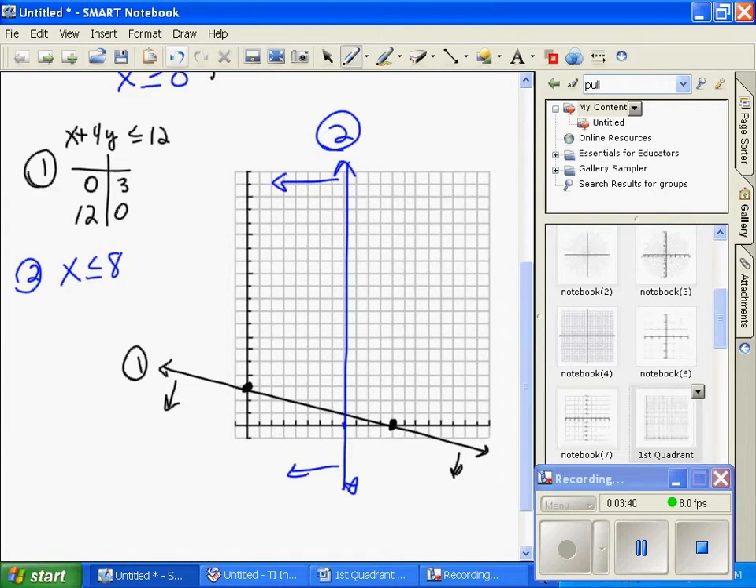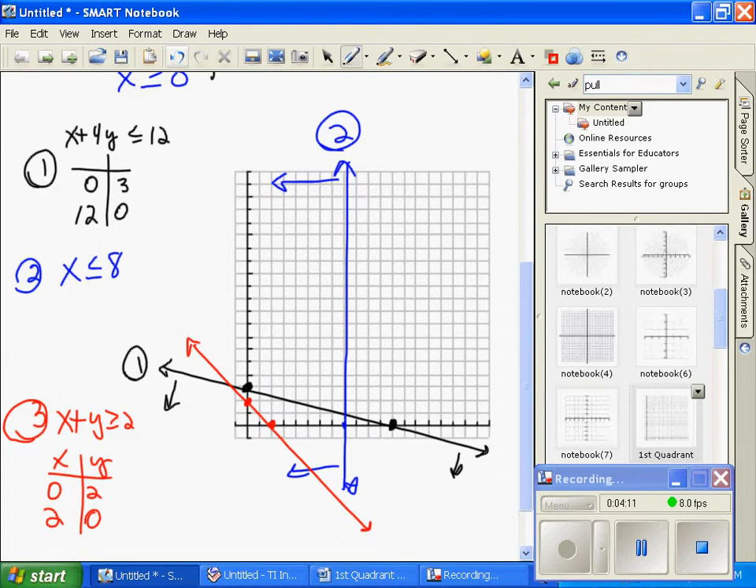Equation number 3, I have x plus y is greater than or equal to 2. Again, x and y intercepts. Plug a 0 in for x, and that means y is going to be 2. Plug a 0 in for y, and that means x is going to be 2. So I have 2 and 2. Then I draw my line. These are all solid lines because they're equal to.